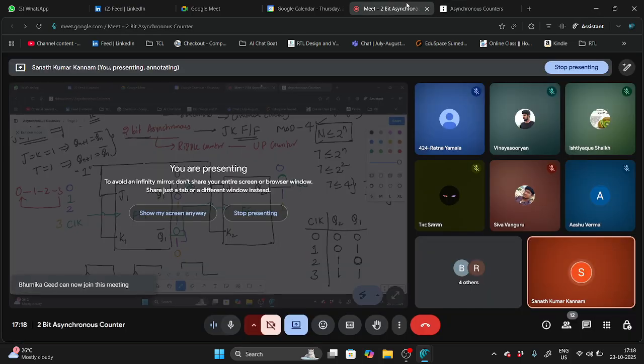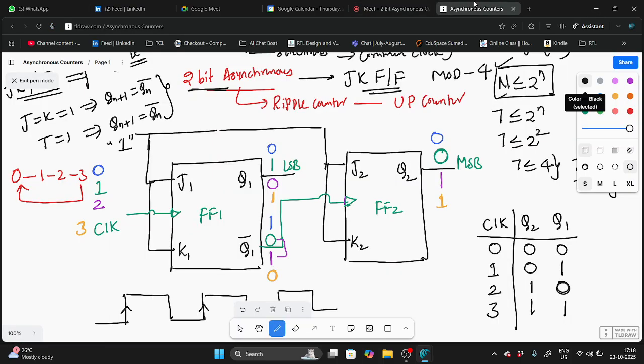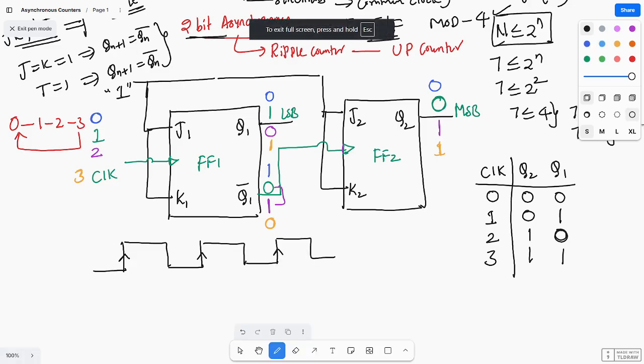Okay, my screen is visible, I think so. Yes, so it becomes 1 1 at the third clock pulse. Next, at the fourth clock pulse, I want to check what happens. Let us take this as the fourth clock pulse.